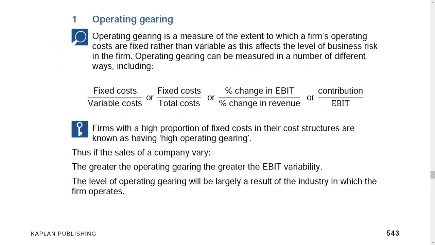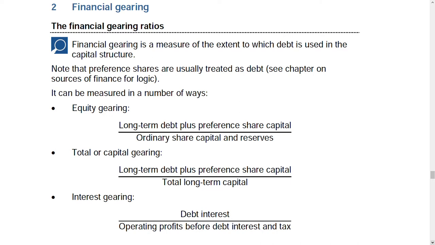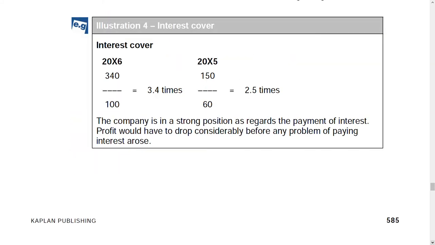Okay, so this we didn't multiply by 100. Let me go to the income statement. Let me open it in my phone. Okay, so operating profit, because profit before interest and tax means operating profit only, divided by your interest. Interest is 100, income statement is given. So 340 divided by 100.